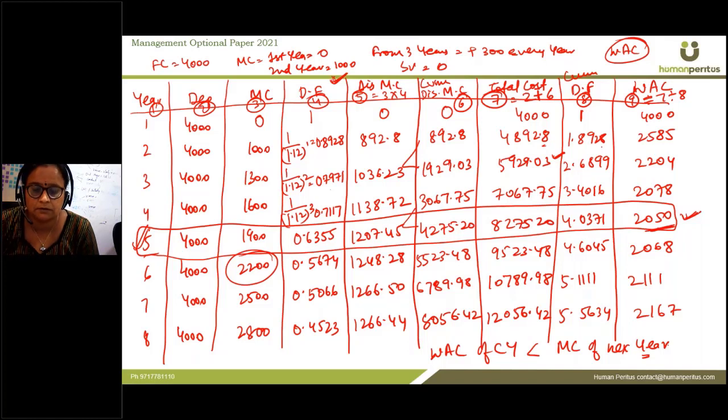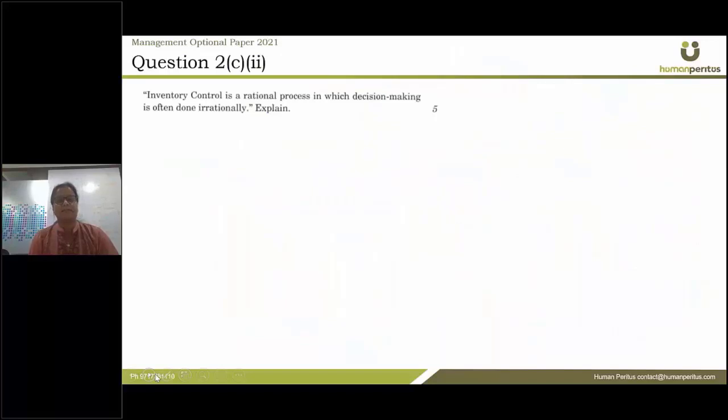Question: Inventory control is a rational process in which decision making is often done irrationally. Explain. It's a 5 marks question, right? So now we have to identify what the examiner is asking in this question. Of course, your first-hand idea would be that we have to write up the importance of inventory control. No, they are certainly focusing on the flaws of decision making that take place in the process of inventory control.